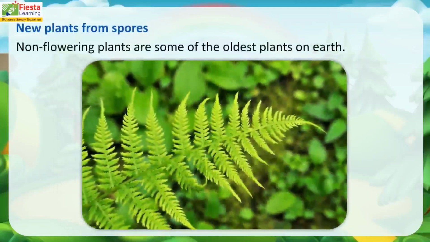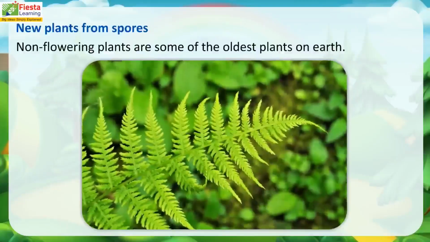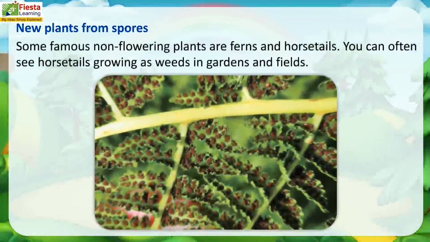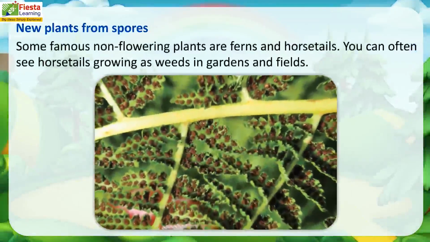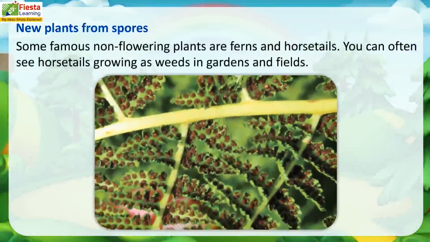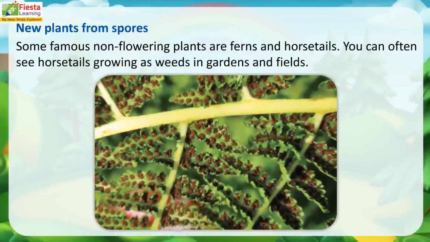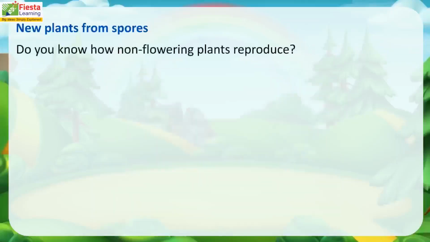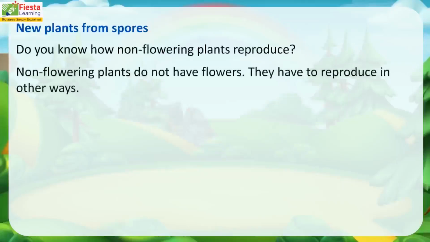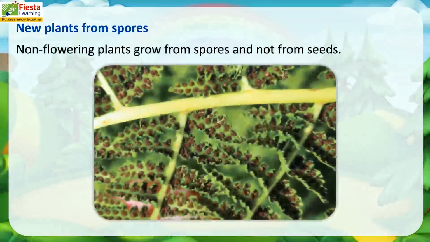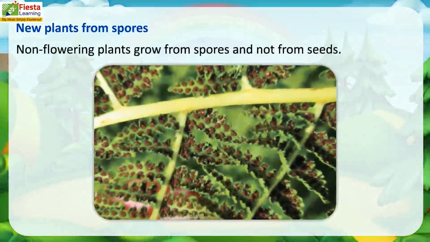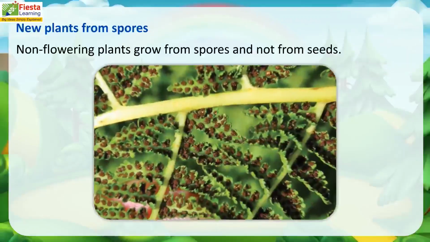New plants from spores. Non-flowering plants are some of the oldest plants on earth. Some famous non-flowering plants are ferns and horsetails. You can often see horsetails growing as weeds in gardens and fields. Do you know how non-flowering plants reproduce? Non-flowering plants do not have flowers. They have to reproduce in other ways. Non-flowering plants grow from spores and not from seeds.